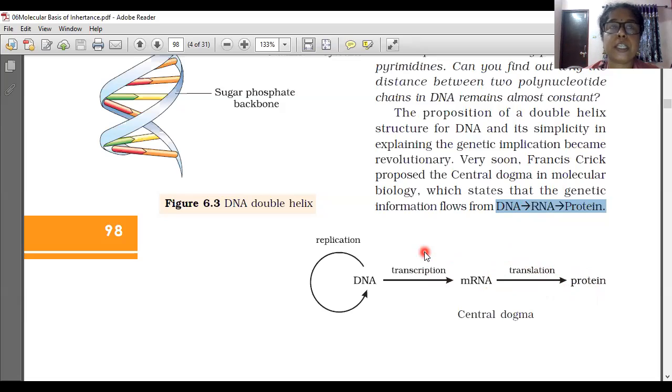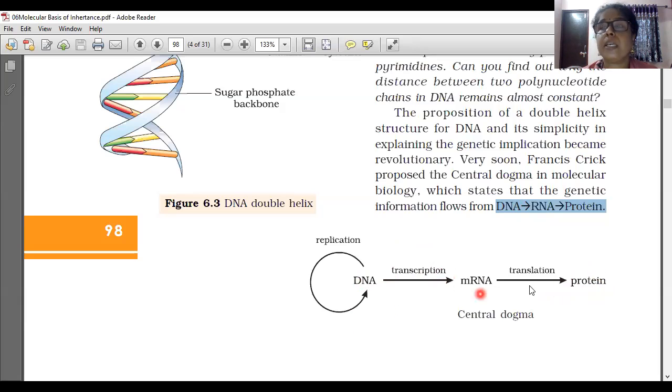What is meant by replication? DNA to DNA. From one DNA, this copy or replica is made, that is called replication. DNA making messenger RNA is called transcription. And messenger RNA synthesizing protein is called translation. For protein formation, first replication should take place, then transcription should take place, then only messenger RNA is forming, then only translation will take place.